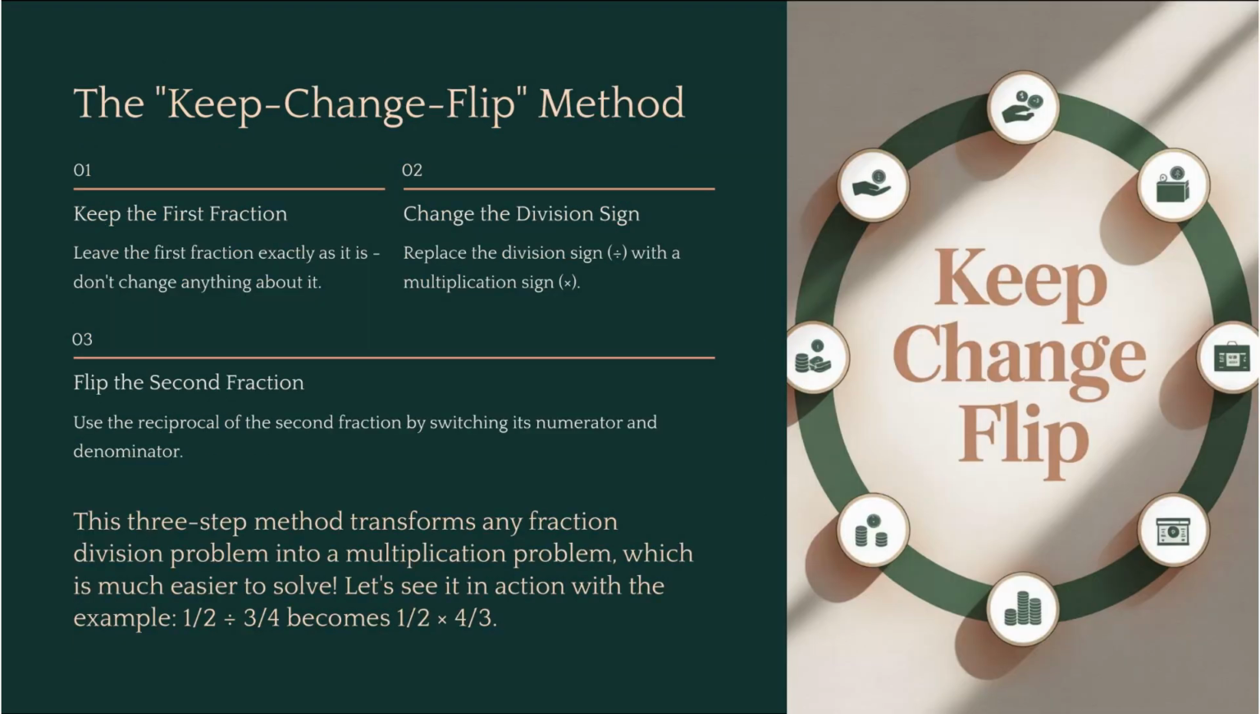The actual procedure for dividing fractions is much easier than it sounds, thanks to a simple memory trick called keep, change, flip, or KCF. You keep the first fraction exactly as it is. You change the division sign to multiplication. And you flip the second fraction, meaning you use its reciprocal. After these 3 steps, you've turned a complicated division problem into an easy multiplication problem.